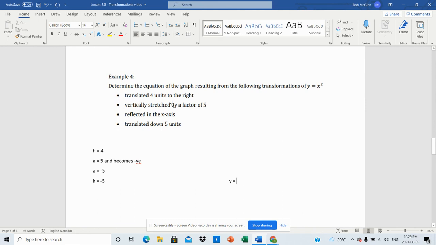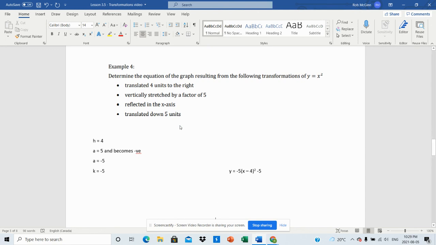All right. So we translated 4 units to the right. Well, that tells us our H. We know A. So let's start there. We know A is vertically stretched by a factor of 5, and it's negative, so -5. Then we have our brackets X. H is positive. Remember, when we put it into the formula, it's opposite land, so we go x -4 squared. And k is translated down 5 units, so k must be -5.